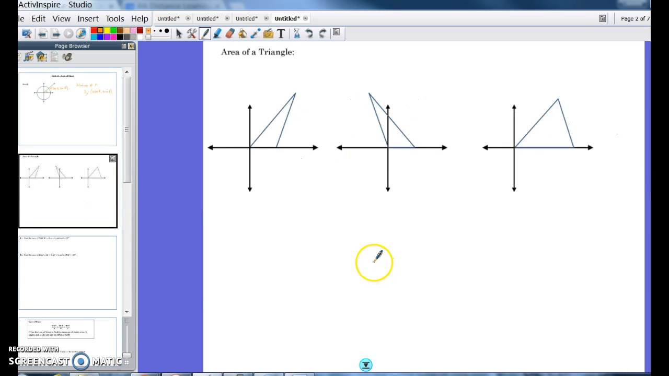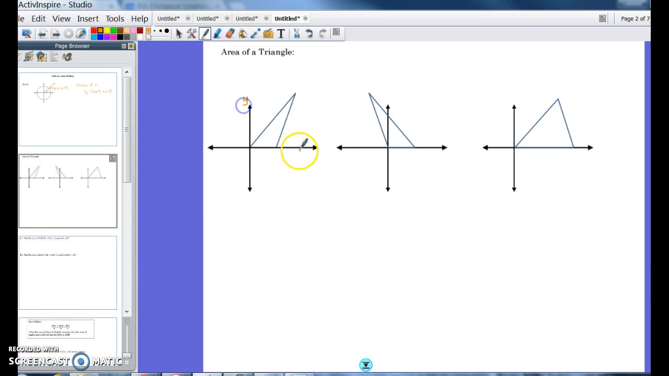You have always done area formulas where you had a height and you had a base. However, in these cases, you are not necessarily going to have that. So how can you find the area if you're not given the height, when you're normally used to finding the area of a triangle that way? So let's look at this first example.